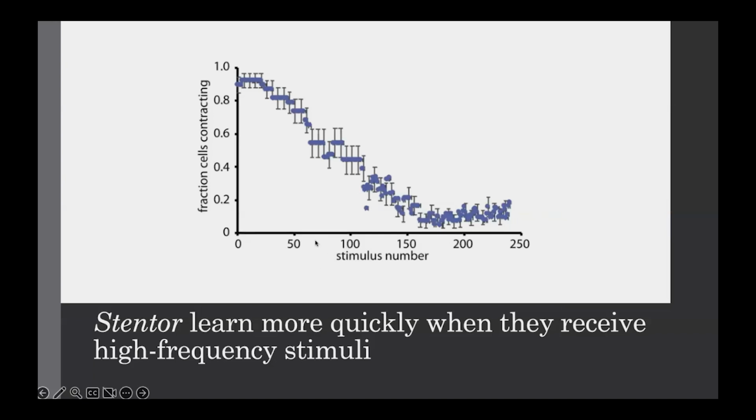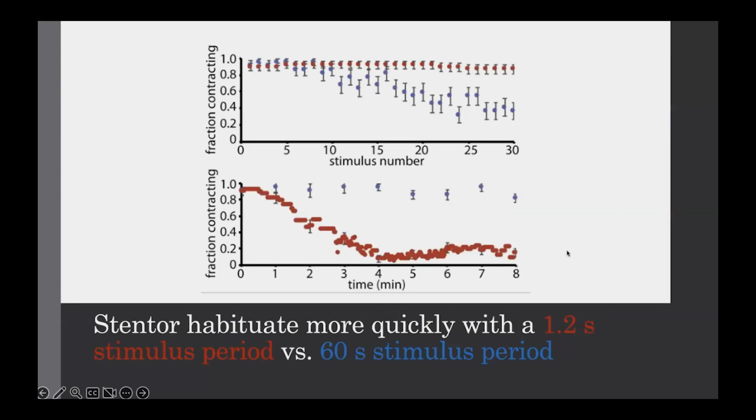So on the x-axis, we have stimulus number, and on the y-axis, we have the fraction of cells contracting. And as expected, upon receiving the first tap, almost all of the cells contract, but by the end of the experiment, in this high frequency experiment, almost none of the cells are contracting anymore. So there are 2 ways to look at these data. We can either have on the x-axis the stimulus number, the number of taps they're getting, or on the x-axis, we can have time. So I'll walk through both of these ways of looking at these data.